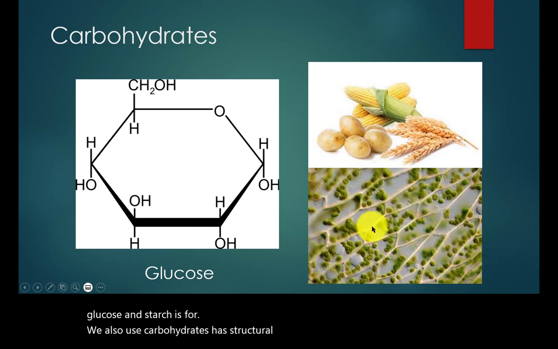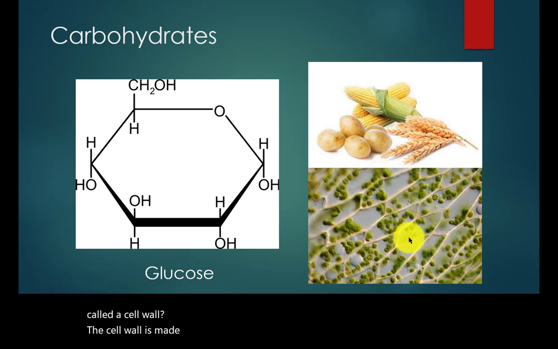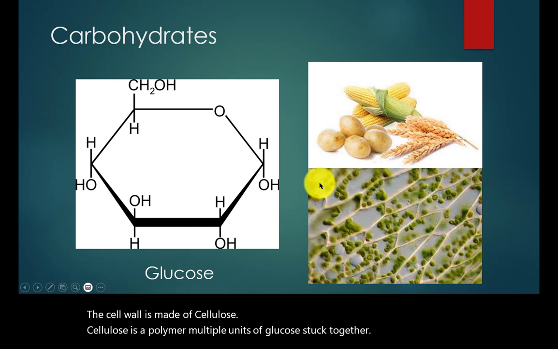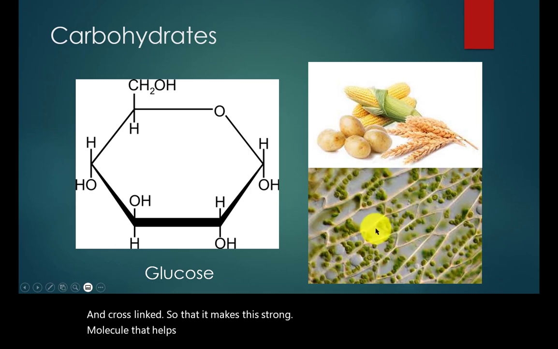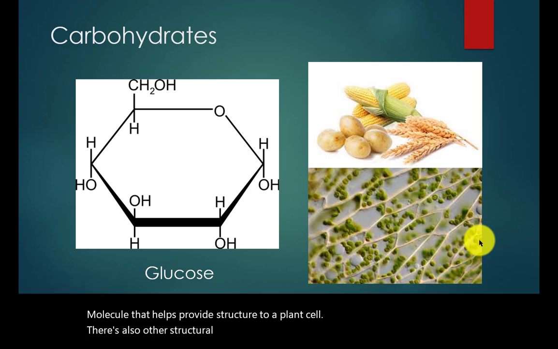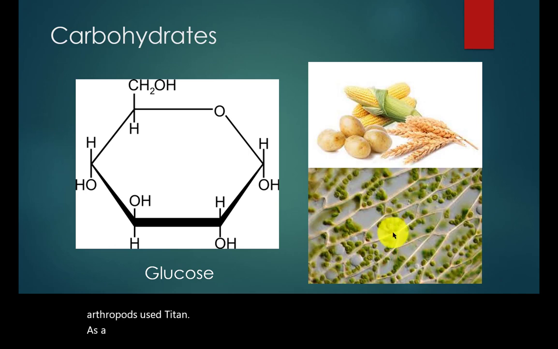So in plants, they have what's called a cell wall. A cell wall is made of cellulose. Cellulose is a polymer, multiple units of glucose stuck together and cross-linked so that it makes this strong molecule that helps provide structure to a plant cell. There's also other structural carbohydrates. Arthropods, for example. A lot of arthropods use chitin as a structural carbohydrate on their exoskeleton.